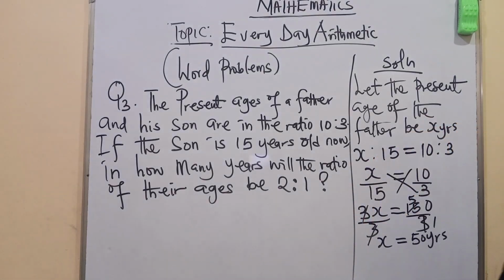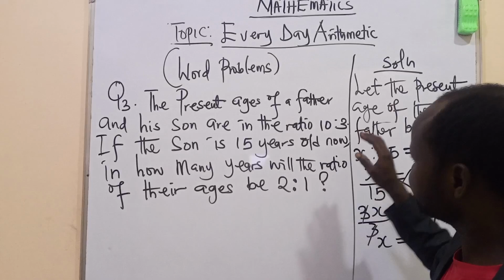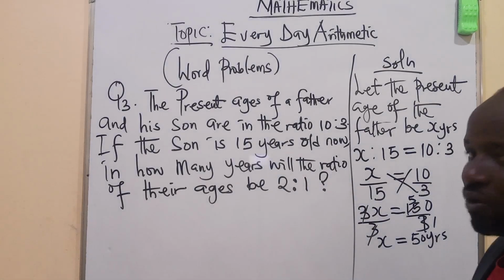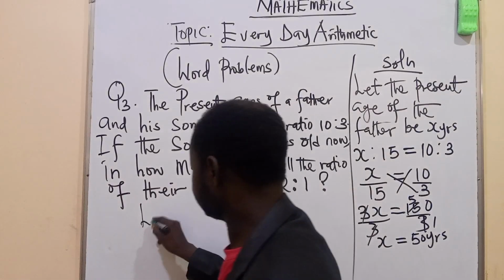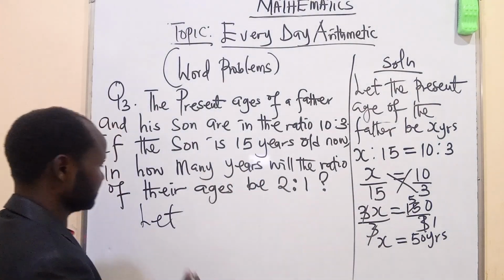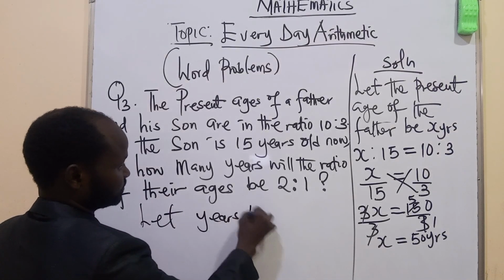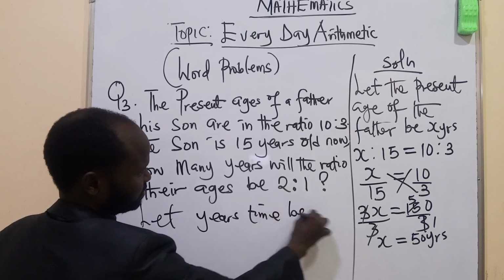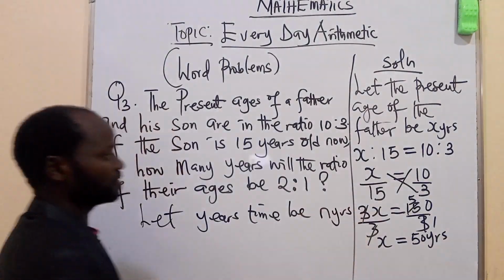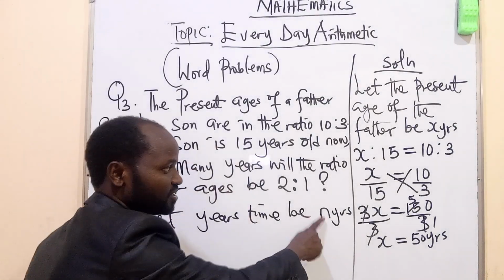If you look at this question very well, the question says, in how many years will the ratio of their ages be 2 ratio 1? Because in how many years? Let the years time be n years. Since we don't know, let it be n years. So, what will be the father's and the son's age in n years time?